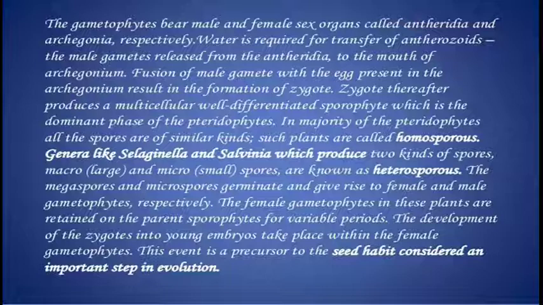Specifically, water is required for the transfer of antherozoids. The male gametes are released from the antheridia to the mouth of archegonia. Fusion of the male gamete with the egg present in the archegonia results in the formation of the zygote, and the zygote then produces a multicellular, well differentiated sporophyte, which is the dominant phase of the pteridophytes. In the majority of pteridophytes, all the spores are of a similar kind.